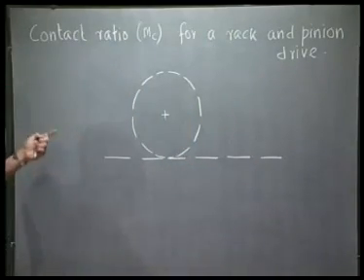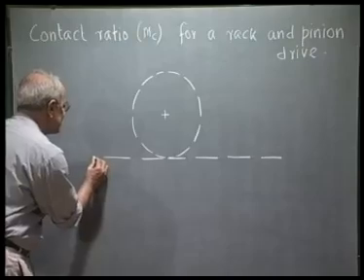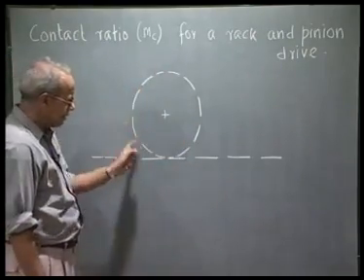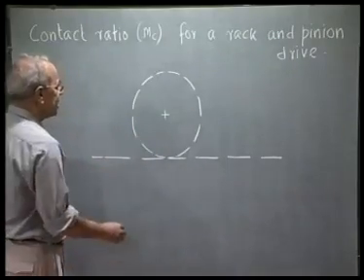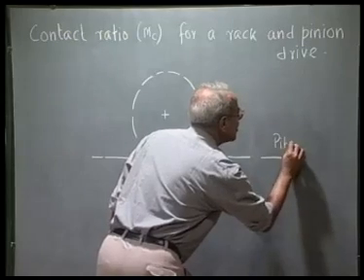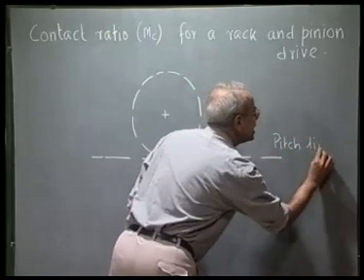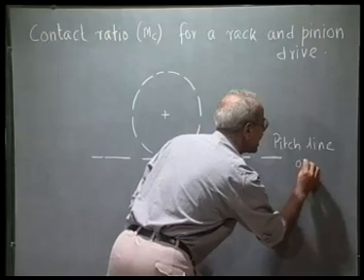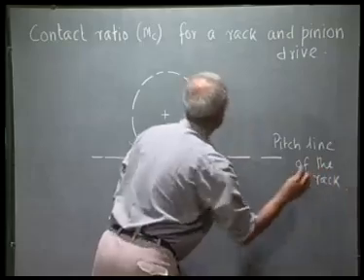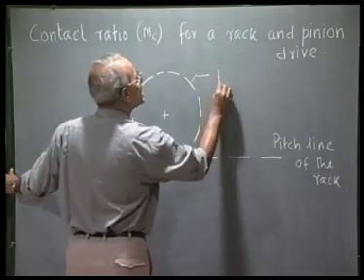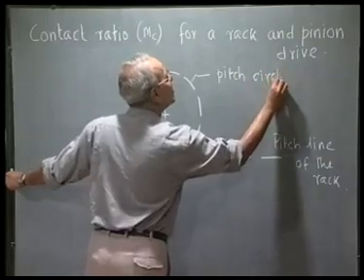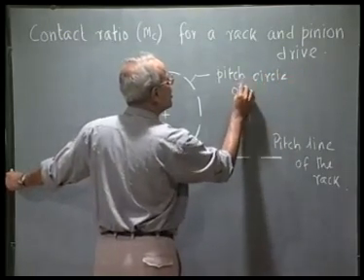As in the case of a pair of gears, two pitch circles were touching each other. Here again, the pitch line of the rack is a tangent to the pitch circle of the pinion. So this is what we call the pitch line of the rack. And this is the pitch circle of the pinion.